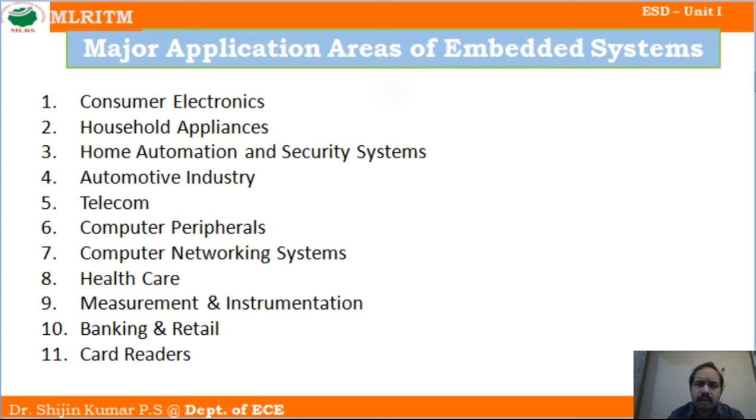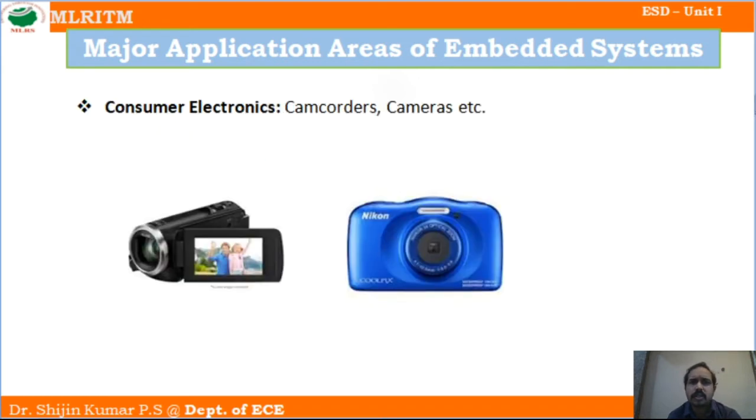So one by one we will check. First one is consumer electronics. Consumer electronics products like camcorders, cameras, etc. These are all data acquisition devices. We can capture data, video files and audio signals using these consumer electronic devices. So these are all embedded systems. It consists of a hardware and a firmware, and it is used for a fixed application.